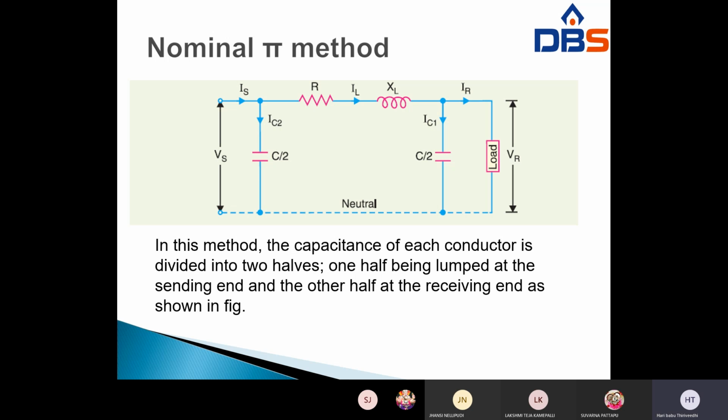Let us consider IR is the load current per phase, R is the resistance per phase, XL inductive reactance per phase, C capacitance per phase, cos phi R receiving end power factor, Vs sending end voltage per phase. As usual VR is taken as reference. For drawing the phasor diagram, VR is equal to VR plus j0, and load current IR is nothing but IR cos phi R minus j sin phi R.